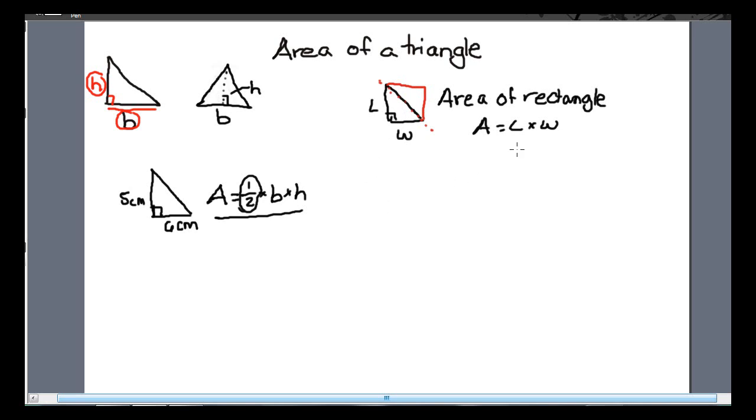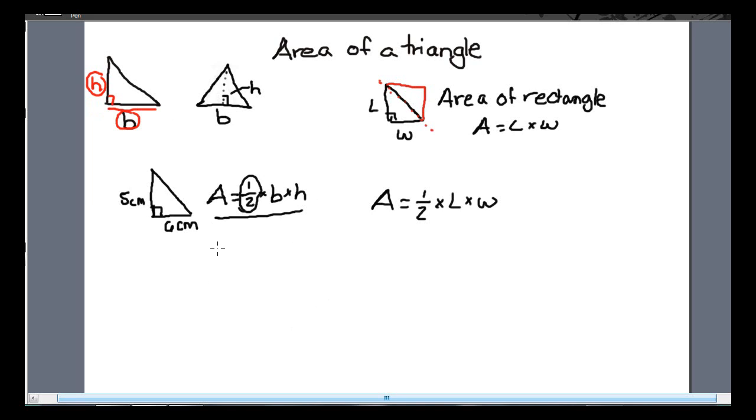So if the area of a rectangle is length times width, then the area of a triangle must be half length times width. Now, length and width are different for a rectangle only in the terminology we use. Instead of saying length of a triangle, we say height of a triangle. And instead of saying width along the bottom of a triangle, we call it the base. But if the terminology is no different, the formulas are exactly the same.